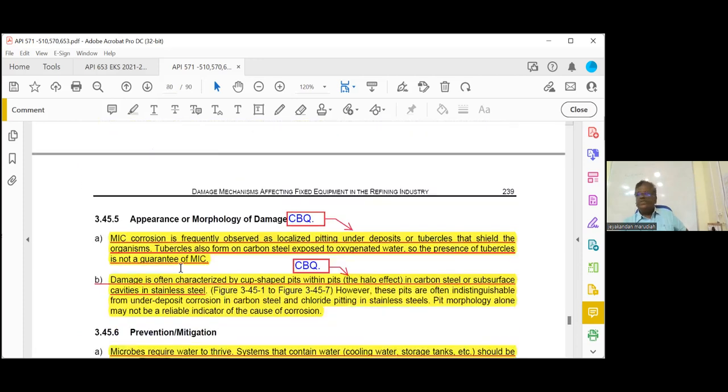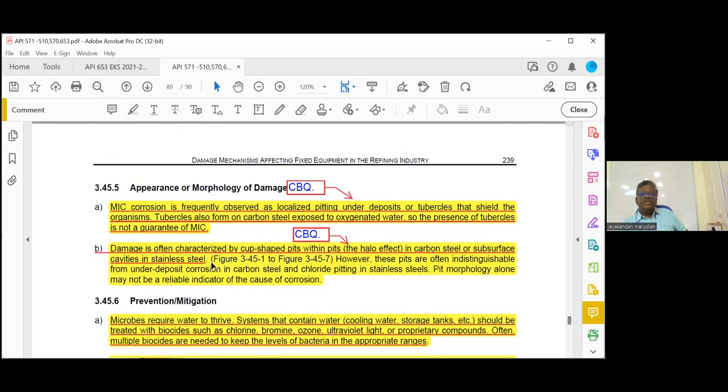The next page, appearance and morphology. MIC corrosion is frequently observed as a localized pitting under deposit. That is important. Localized pitting under deposit or tubercles that shield the organisms. Tubercles also form on carbon steel exposed to oxygenated water. The damage is often characterized by a cup-shaped pit within a pit. That is called the hollow effect in carbon steel, and subsurface cavities in stainless steel. That is what this is, a cup-shaped pit within a pit.